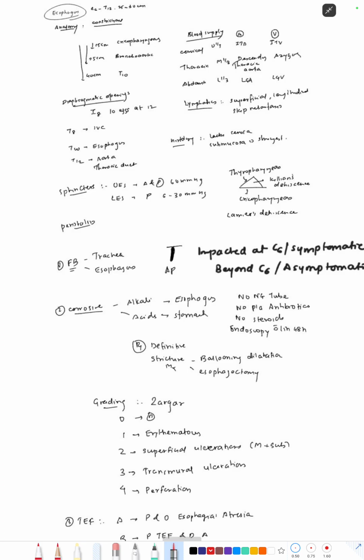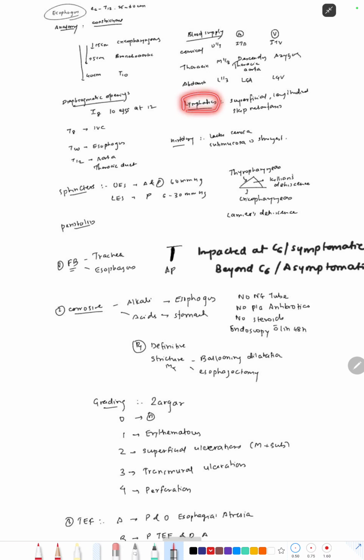duct. Talking about the blood supply, the esophagus is divided into 3 parts: the upper 1/3, middle 1/3, and the lower 1/3. Upper 1/3 is called the cervical part, the middle 1/3 is called the thoracic part, and the lower 1/3 is called the abdominal part. Talking about the arterial supply and the venous supply, in the upper 1/3 it is the inferior thyroid artery and inferior thyroid vein. Then for the thoracic, the middle 1/3, it is the descending thoracic aorta and the azygos vein. And for the abdominal, it is the left gastric artery and left gastric vein.